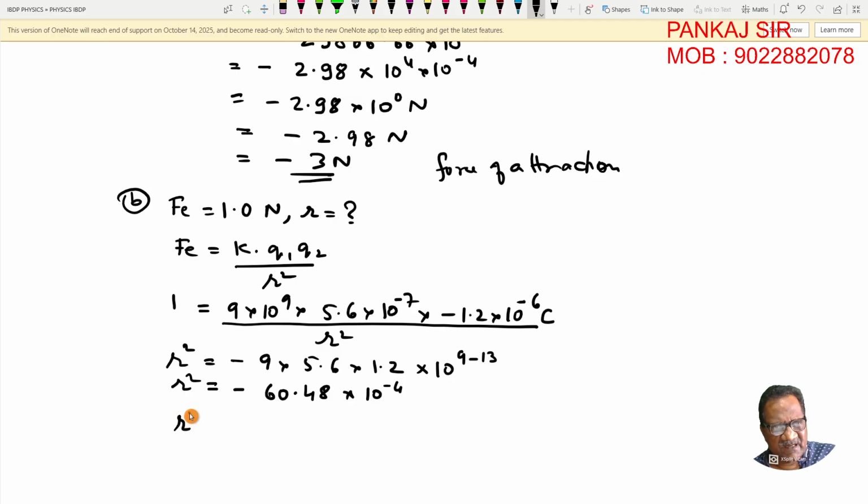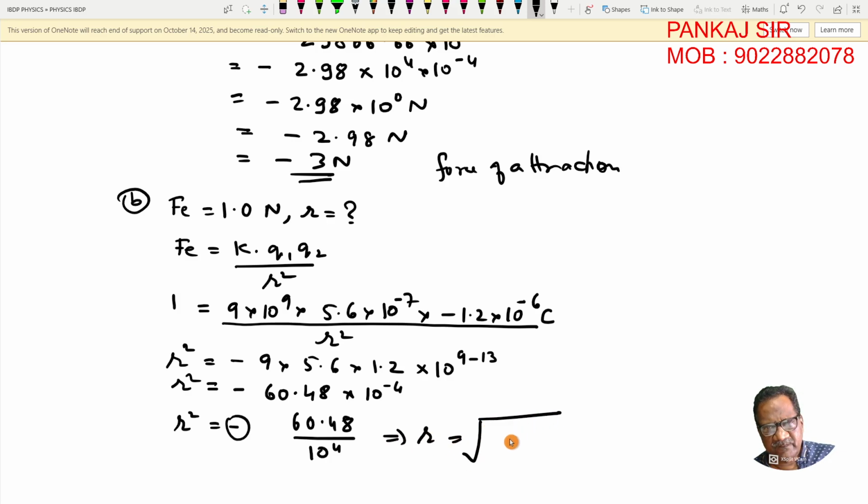So R square, if you ignore this sign, but I am keeping this sign, okay, and if you just ignore it, it will be 60.48 divided by 10 raised to 4, isn't it? This will give you R equal to square root of 60.48 upon 10 raised to 4. And this answer you should get 0.0777 recurring in meters. Okay.